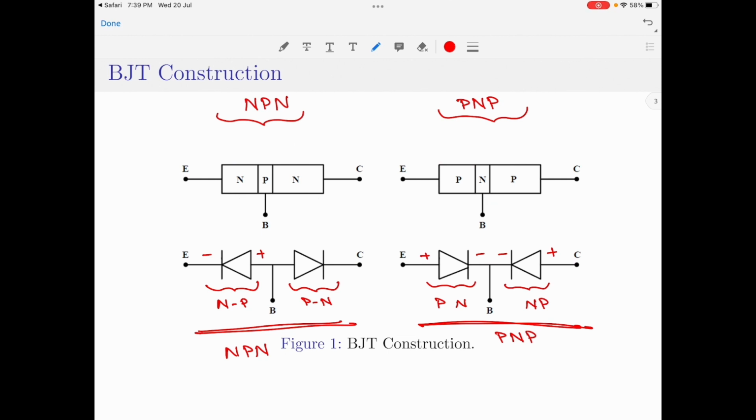The device so constructed will exhibit two junctions. The first one is across the first two semiconductor regions and the second one is across the second two semiconductor regions. We can call them junctions J1 and J2 respectively. It is because of the presence of these junctions that this device is called a junction transistor.